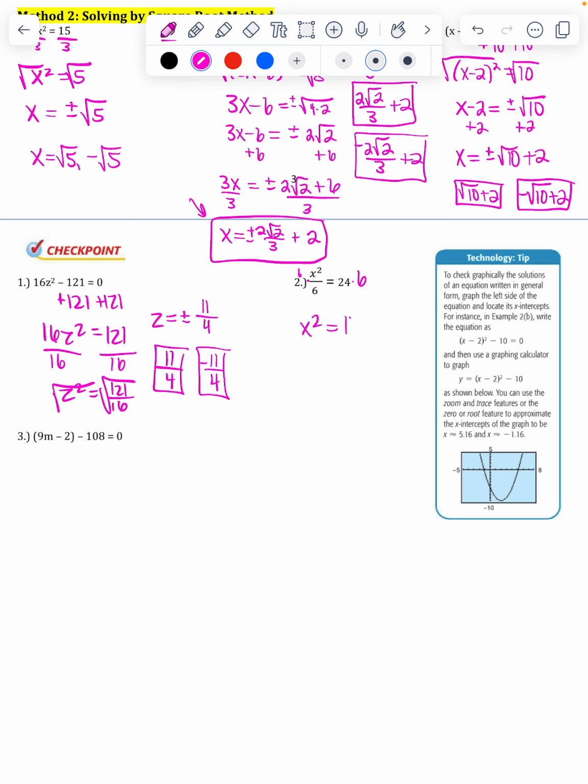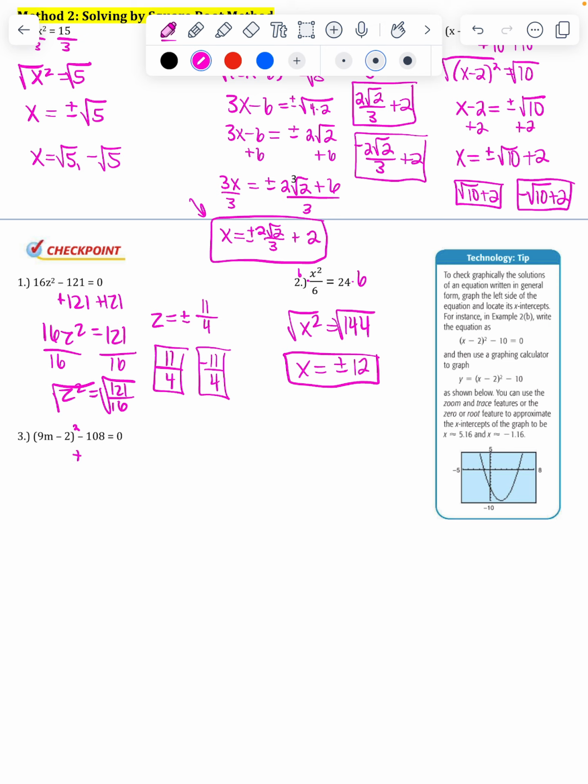Number 2, I would multiply both sides by 6 first. That gives me x squared equals 144. This one's going to work out nicely. Plus or minus 12, meaning it crosses the x-axis at positive 12 and negative 12. Now this third checkpoint should actually have a squared here. That was a mistake. I meant to say that. Sorry. If you weren't sure how to go about that, put the squared in now and pause and try it.